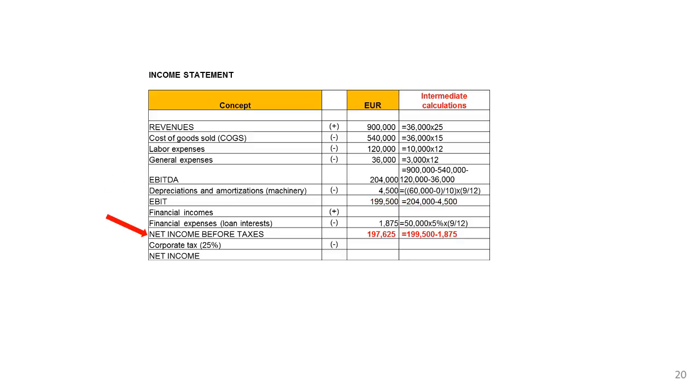and taxes. And if we subtract the financial expenses, interest, from EBIT, we will get the earnings before taxes. If the company had incurred financial incomes, for example, interest obtained from bank accounts, this should be added up to the EBIT.